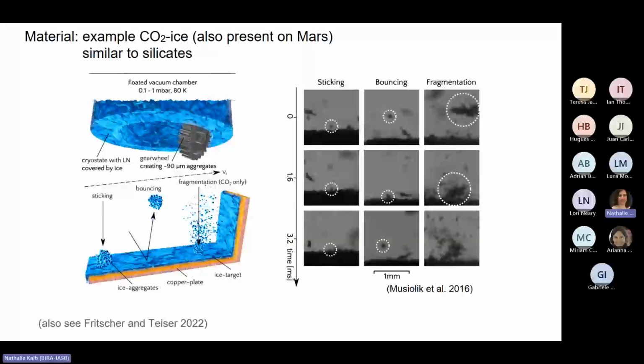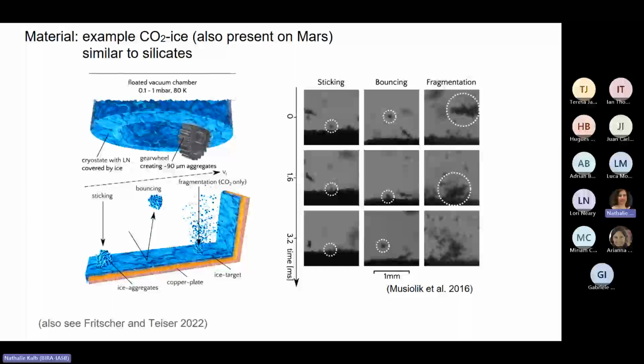So let's start with the latter one, materials. We mostly work with silicates because that's a whole bunch of material on Mars, in protoplanetary disks and so, and that's the easiest thing to do. Just some quartz, olivines, basalt, something like that. But there are other materials.